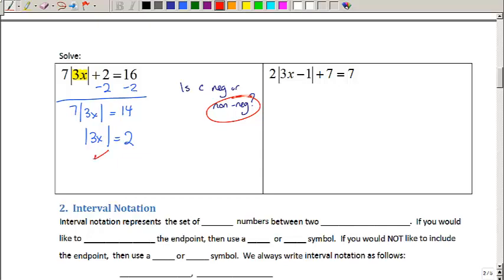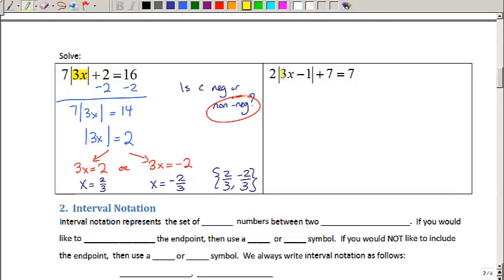So I can break it up into two equations. Either 3x is equal to 2, or 3x is equal to the opposite of 2, or negative 2. Solve by dividing each of these equations by 3. And my solution set is 2/3, negative 2/3.